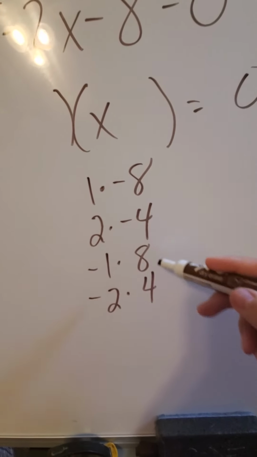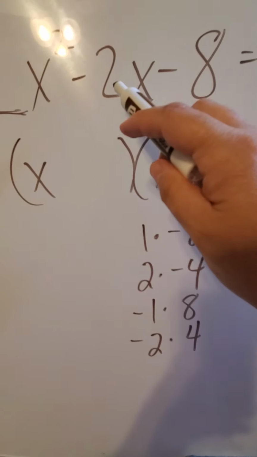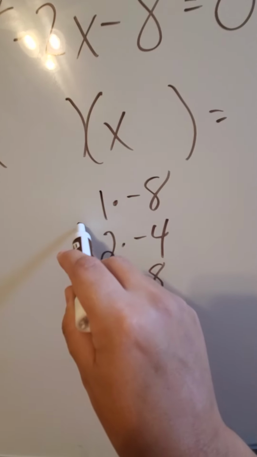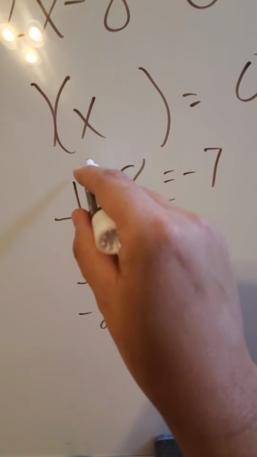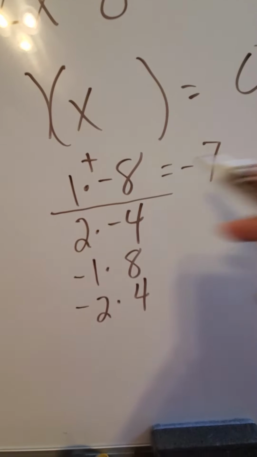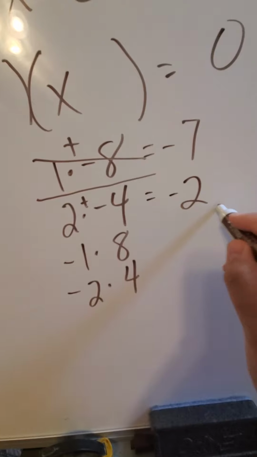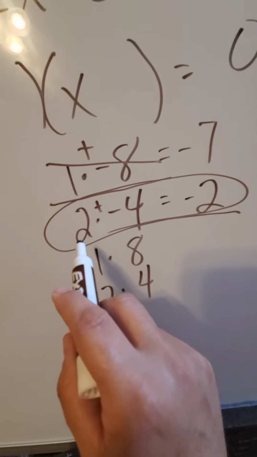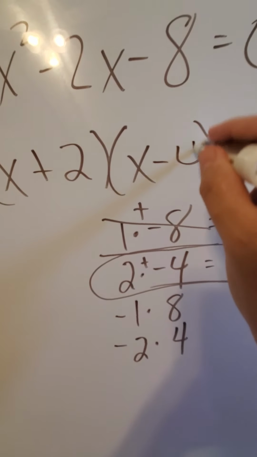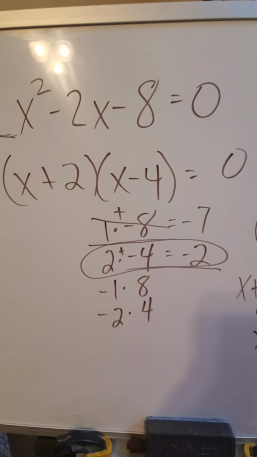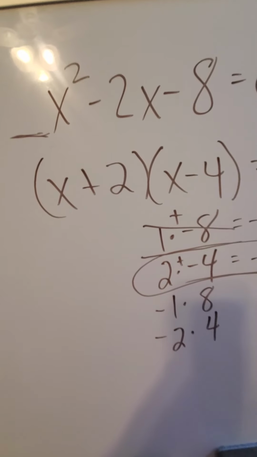Now, out of these pairs of numbers, what two numbers, if I add them, will give me negative 2? Well, if I say 1 plus negative 8, that's negative 7, isn't it? If I add them, right? Well, that's not going to work, so it's not that one. Then 2 plus negative 4 is negative 2. Ah, winner, winner, chicken dinner. That's what I want. So I'm going to say plus 2 and minus 4. I just factored that thing. Just like that. These are not that bad. So now it looks like the previous one.